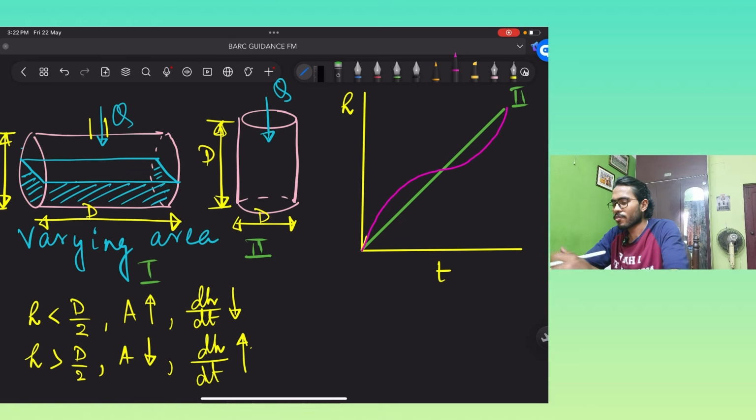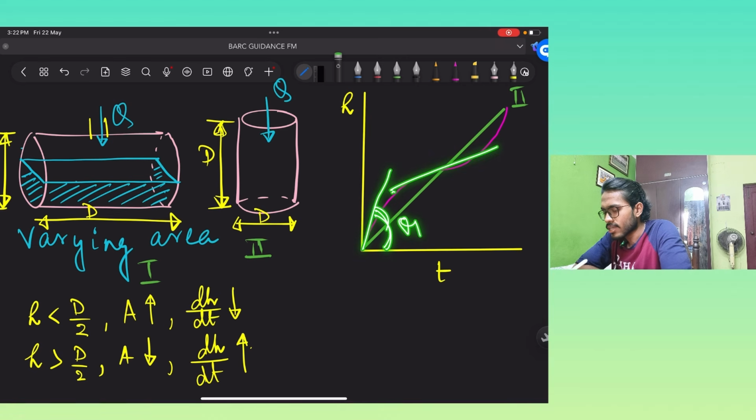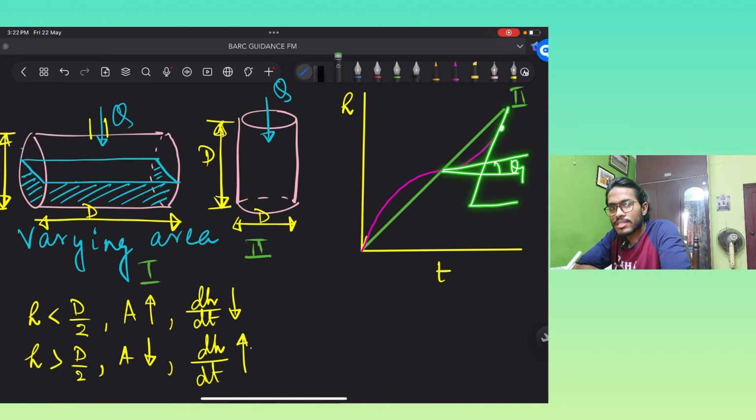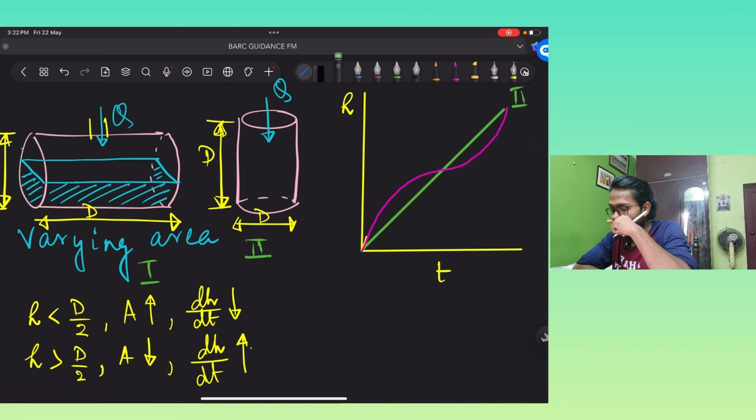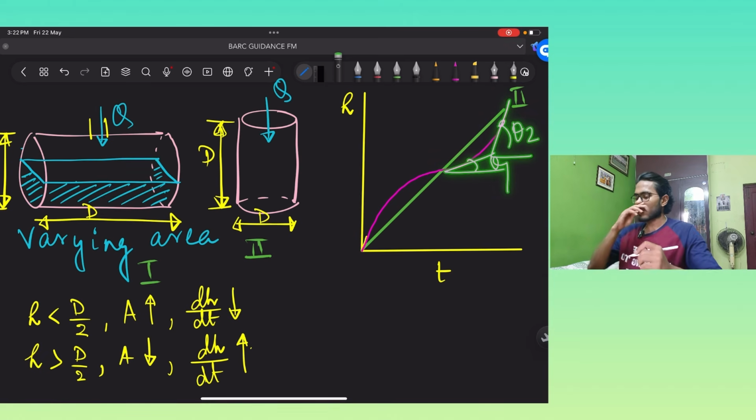Okay, understood now? Again, see if I have drawn it correctly or not. First, for this part, you see this is the tangent, this is theta 1, and here this is the tangent, this is theta 2. So this angle is more than this angle, that means slope is decreasing. So in this part slope is decreasing. And again for this part, first this is the tangent, so this is theta 1. For this point, this is the tangent, so the angle is increasing. This one is theta 2 and this one theta 1, right? So this is increasing slope.